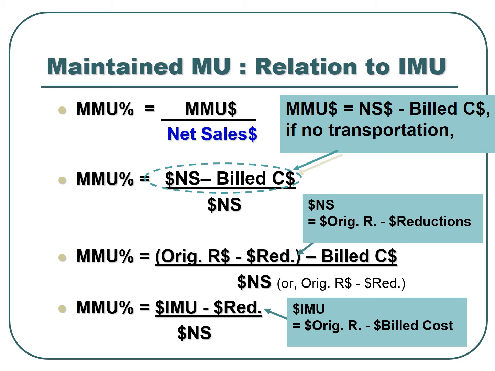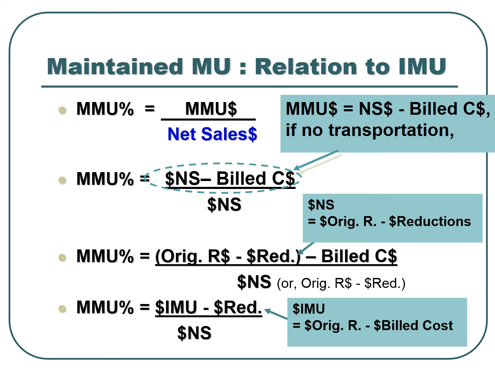Now we also know the initial markup dollar is the original retail minus build cost. So if we utilize this concept and take a look at the previous formula again, then there's the original retail and then there's the build cost. So we can definitely replace this part with the IMU dollar. So that in that case, the MMU percent formula will become now IMU dollar minus reductions dollar divided by net sales dollar.